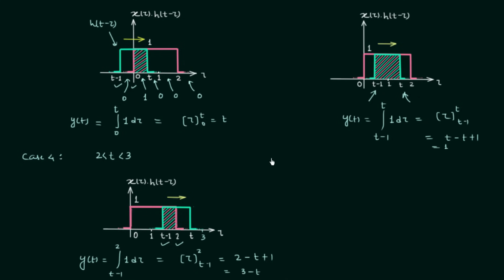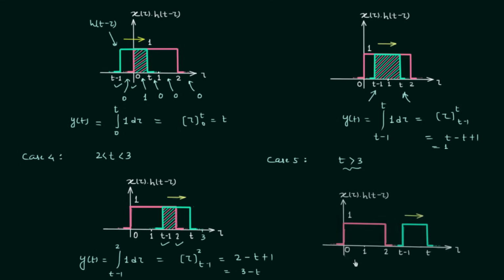Now we will move to our fifth and last case. In the fifth case, I will plot the waveform, but here you need to notice that t is greater than 3. So you can visualize what will happen to the overlapping. When you further move the green waveform towards the right, there will be no overlapping when t is greater than 3. I will show this by the help of the waveform. So you can see there is no overlapping between the two signals x(tau) and h(t minus tau). So the output y(t) is simply equal to 0. So we have the output, and now we can easily obtain the output waveform.